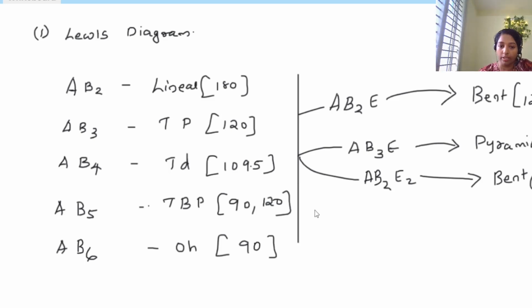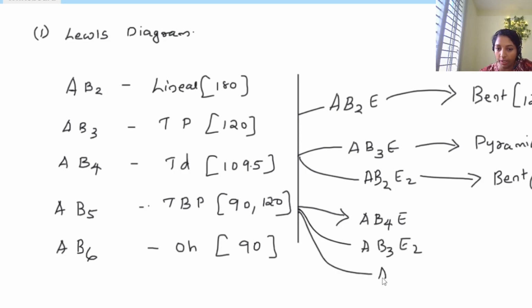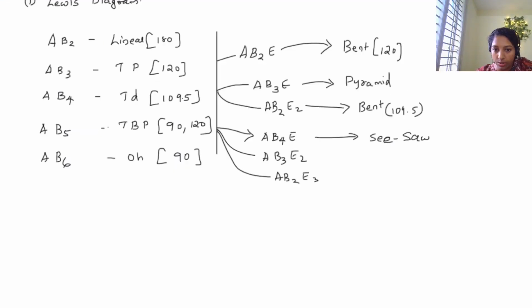Okay, right. Then AB5 means three combos are available: AB4E is there, AB3E2 is there, and AB2E3 is there. Okay, so with one lone pair, the shape is called a seesaw. This one is called a seesaw, this is what we called T shape, and trigonal bipyramidal minus 3 is what we called linear again. Okay, so seesaw means trigonal bipyramidal minus 1, T means trigonal bipyramidal minus 2, and minus 3 means linear.